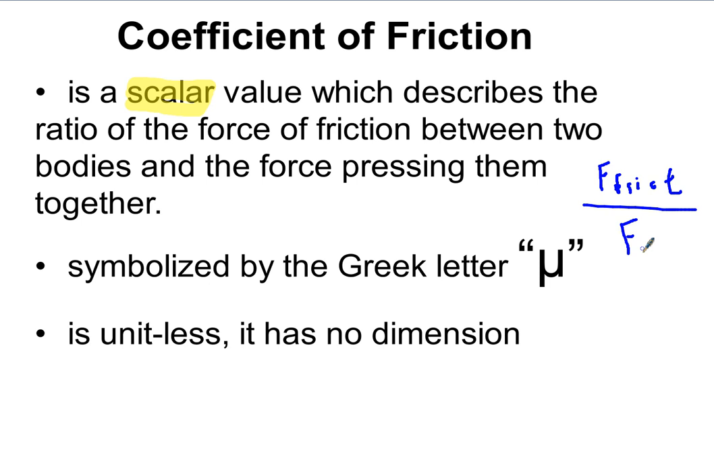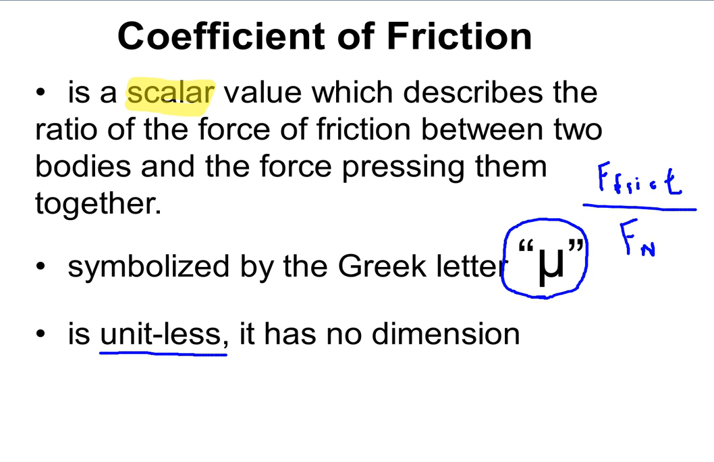We call it the mu because this Greek letter right here is the Greek letter mu. So that's what it's called, and that's why the lab that you do in class is called the mu of the shoe. So this is the symbol that's used for the coefficient of friction. Note that the coefficient of friction is a unitless dimension, so it has no units, and it is a scalar quantity.